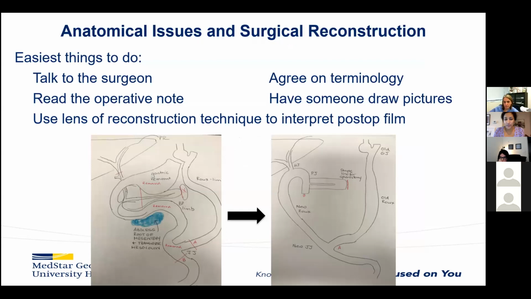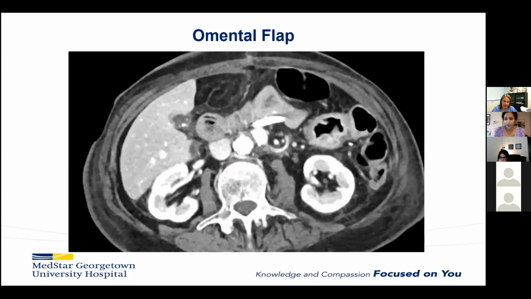And when do you decide to use an omental flap, and what is it mostly to try to promote healing and decrease leaks, or what are you using it for? I think most people are using it to contain leaks. I wish it would prevent the leak, but more it helps compartmentalize the leak.